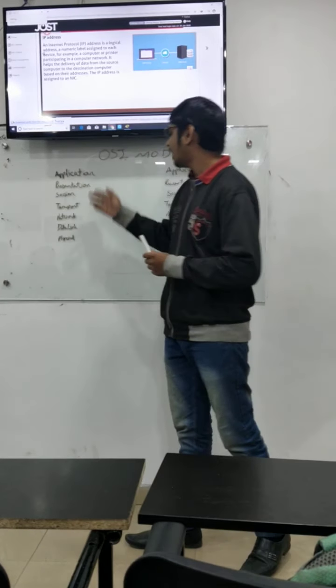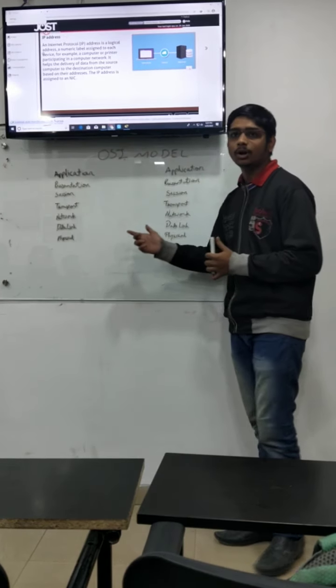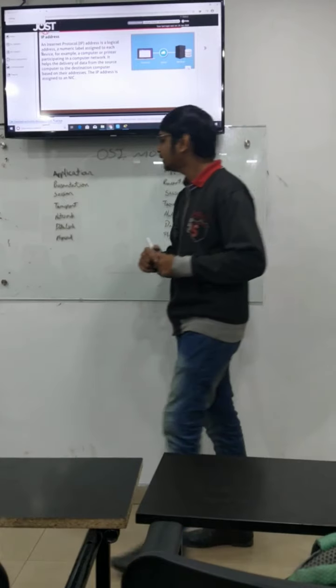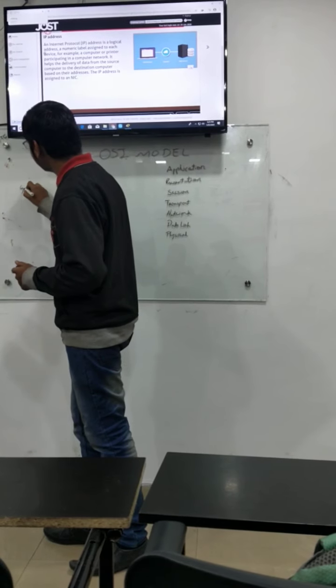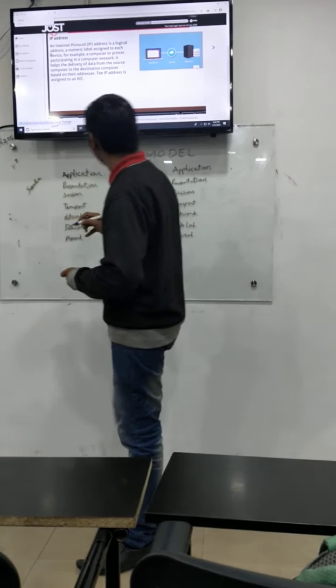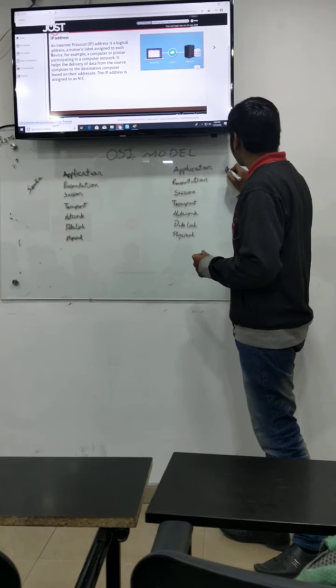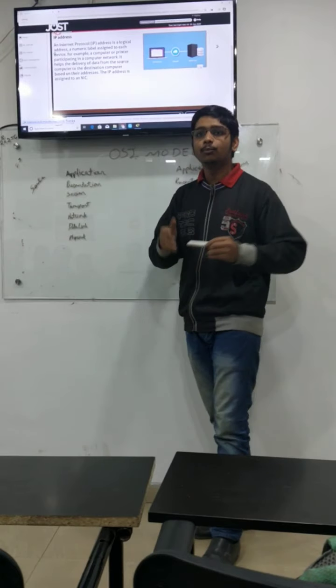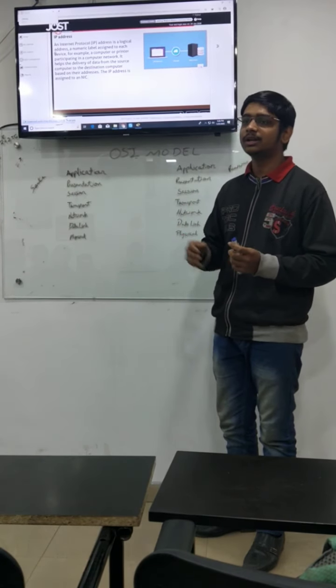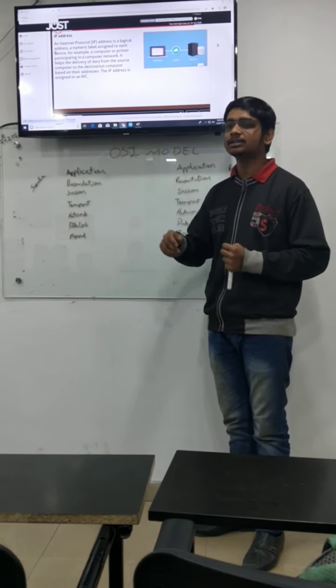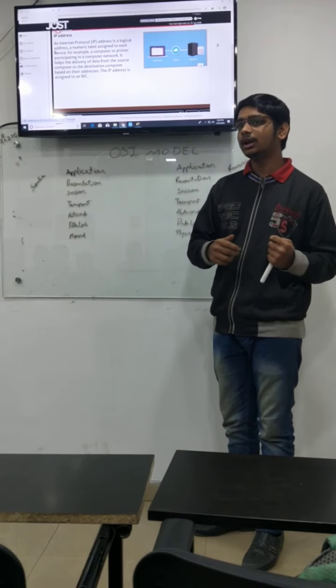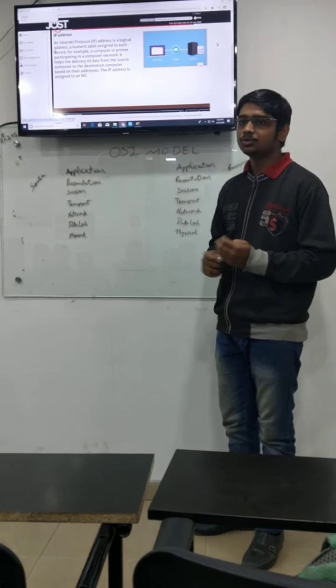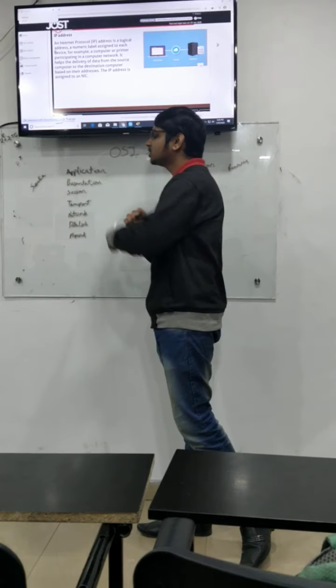As you can see, I have made the OSI model on both sides. So you have got an idea that this is the sender side and this is the receiver side. The OSI model works on both sender and receiver, because the data processing which is done on the sender side should be reversed on the receiver side. So first we'll see the application layer.